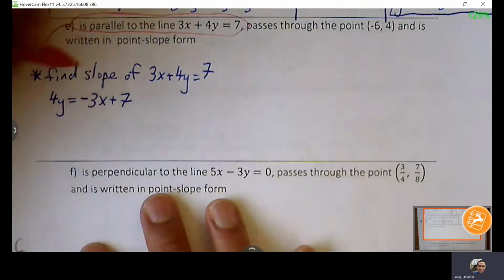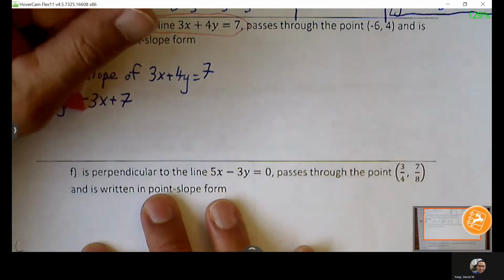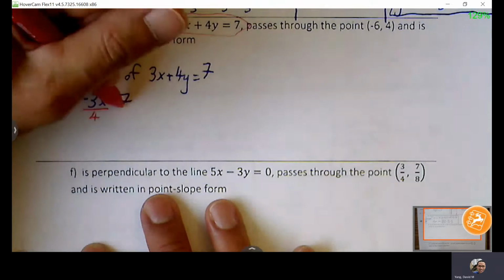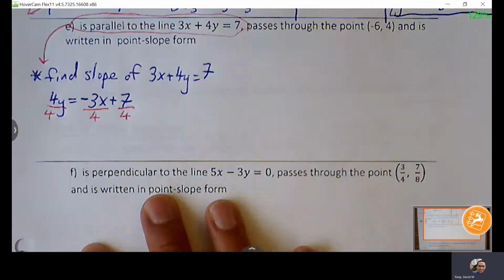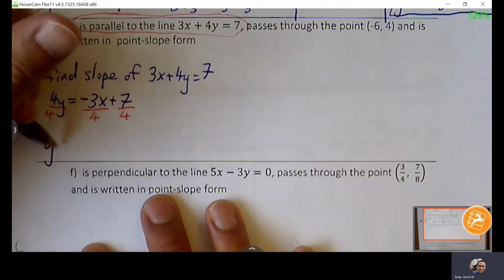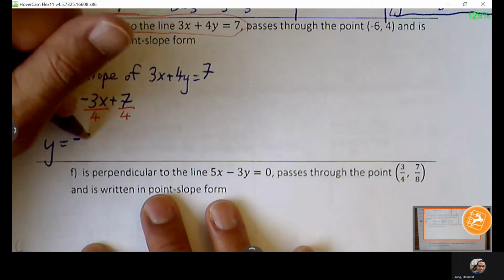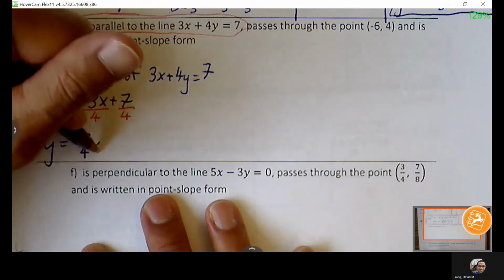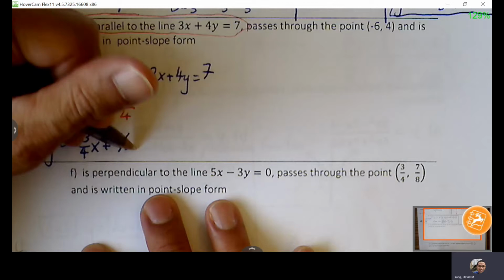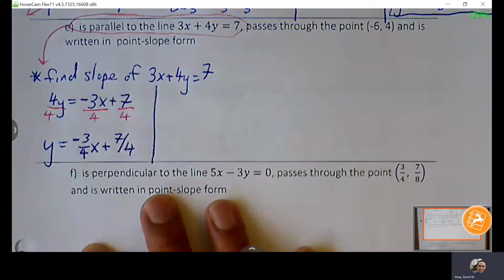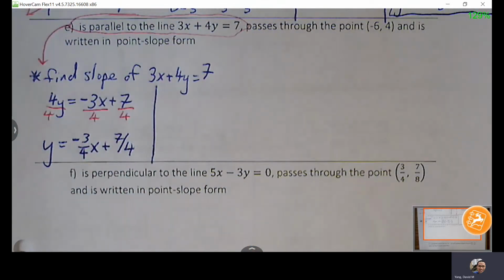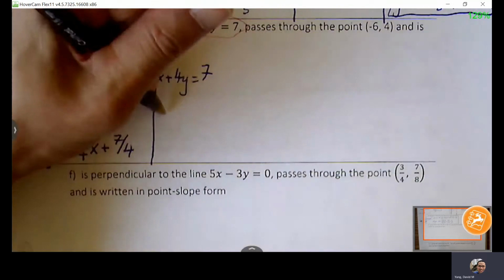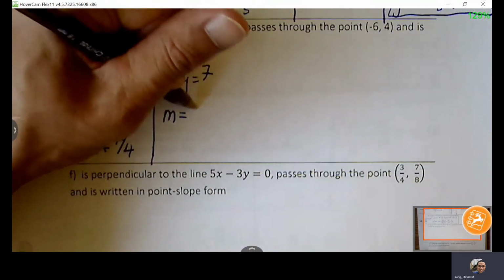Okay, I'll divide everything by 4. And get it as y equals. I can quickly pull the slope that I'm interested in. So I rearranged it to help me pull the slope a little bit easier. What's the slope of that line? Okay, negative 3/4. So that's all I care about. The slope of the line is negative 3/4.